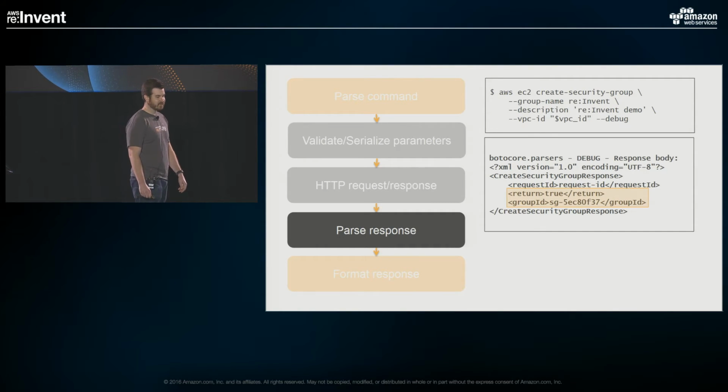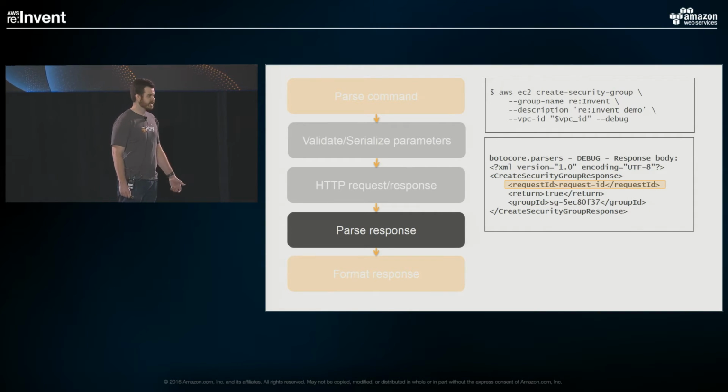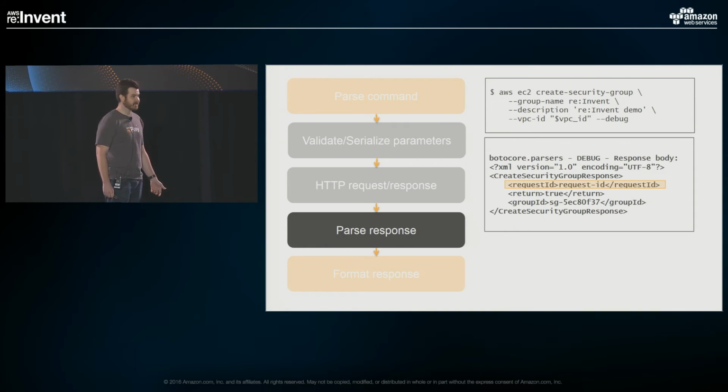And you can see some of the untouched values, such as the return, the group ID, and even some values that get parsed out, such as a request ID. You don't see that in the response to a CLI command.